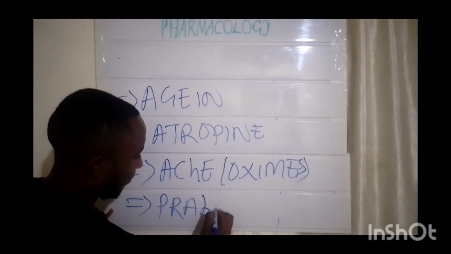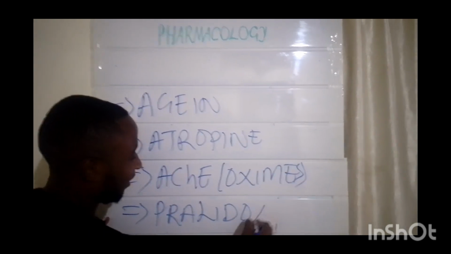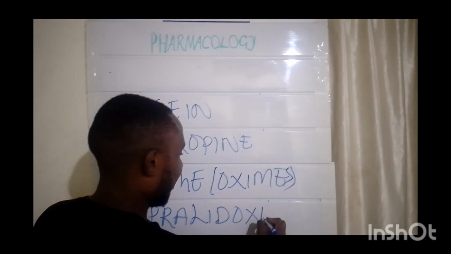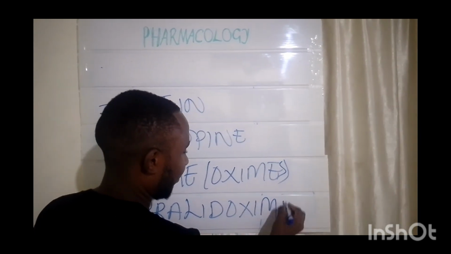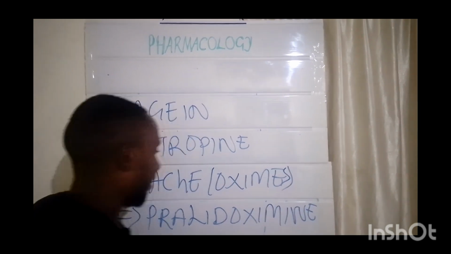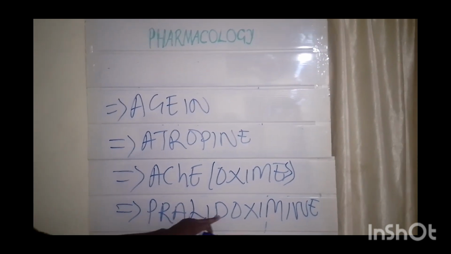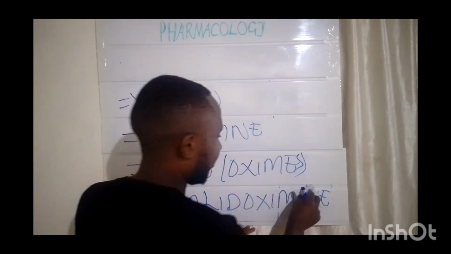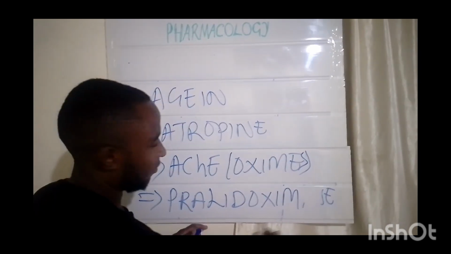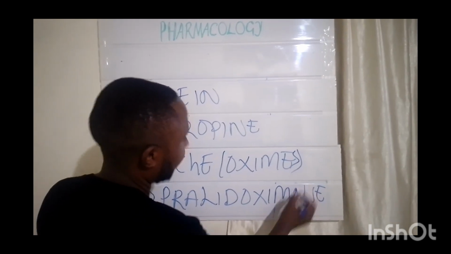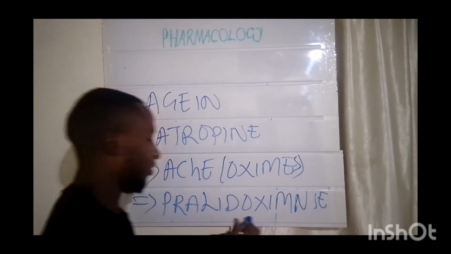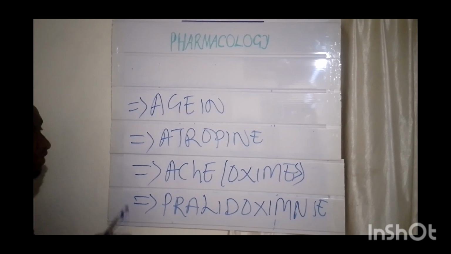Pyridoxine. Hey, I think the spelling has gone. Sorry for that. It should be something like this. Yes, this is N. So it should be like that. I'm sure you're able to see. You can look it up. Something like that.